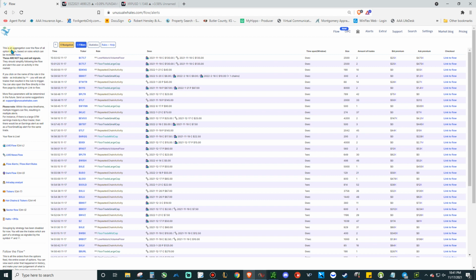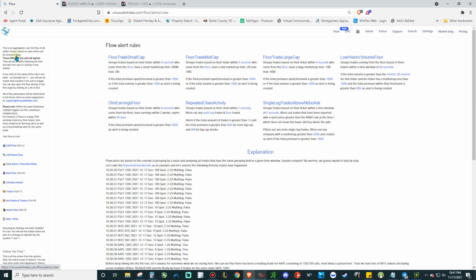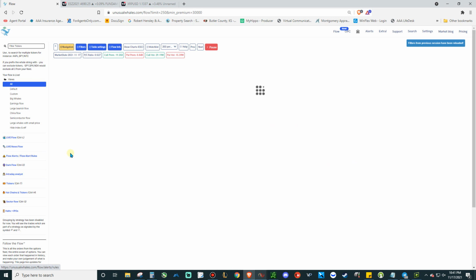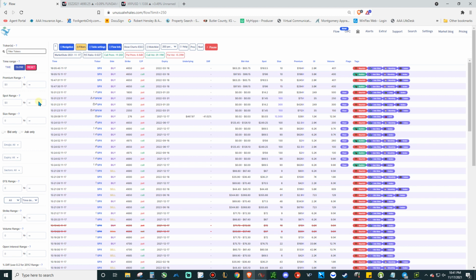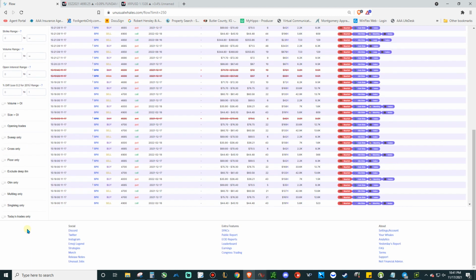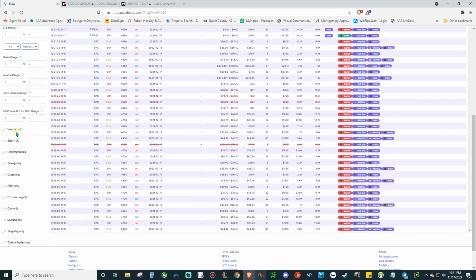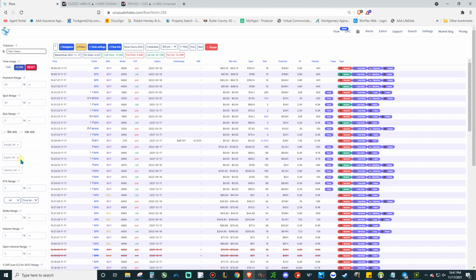So as you can see, it's an aggregation over the flow of all options trades based on the rules, which can be reviewed here. These are not buy and sell signals. They should simplify following the flow and alert the user on activity in the market. If you're using Unusual Whales, typically what you would do is come in here and use the filters. This is what I do. I got different filters, like volume greater than open interest. I like using out of the money. I like to use different expiries. I only like to see the next couple strikes, premiums, that kind of stuff. You can filter it out.